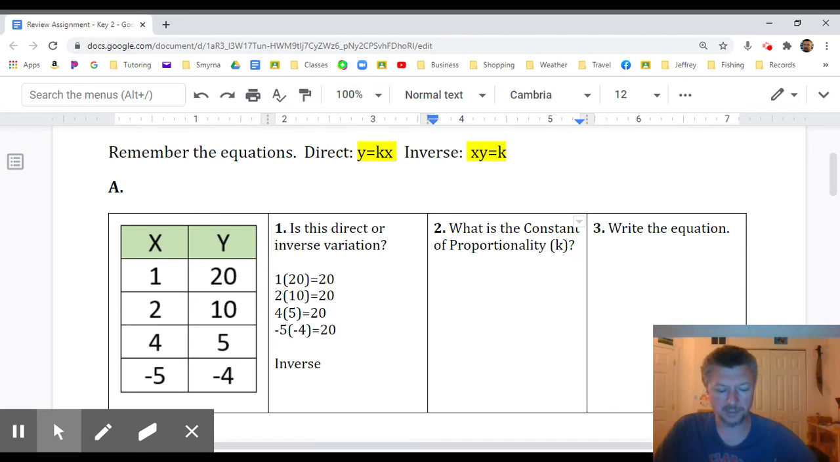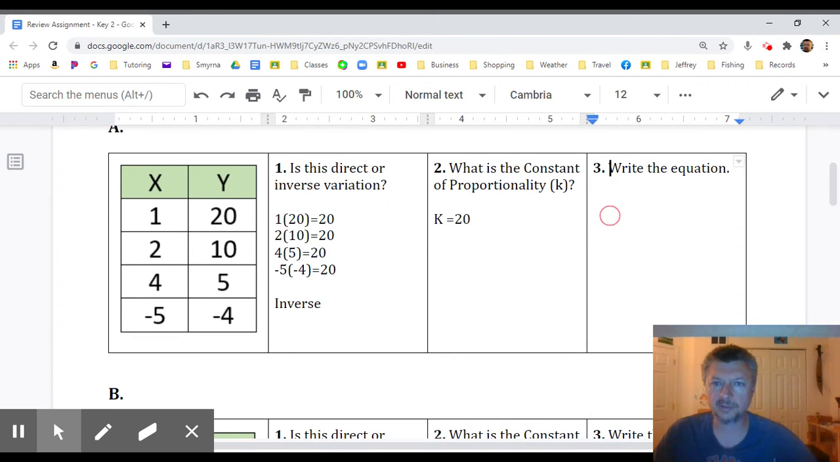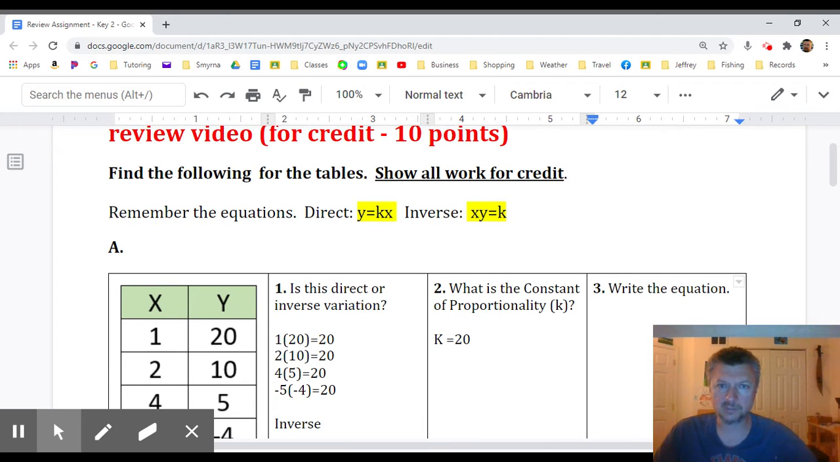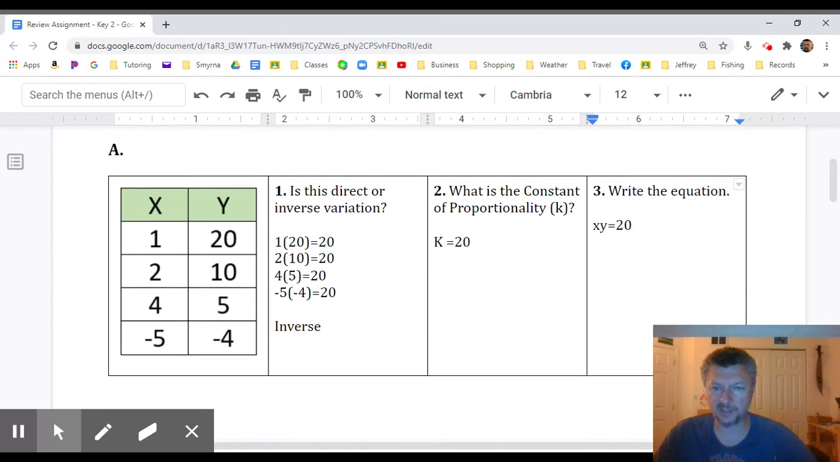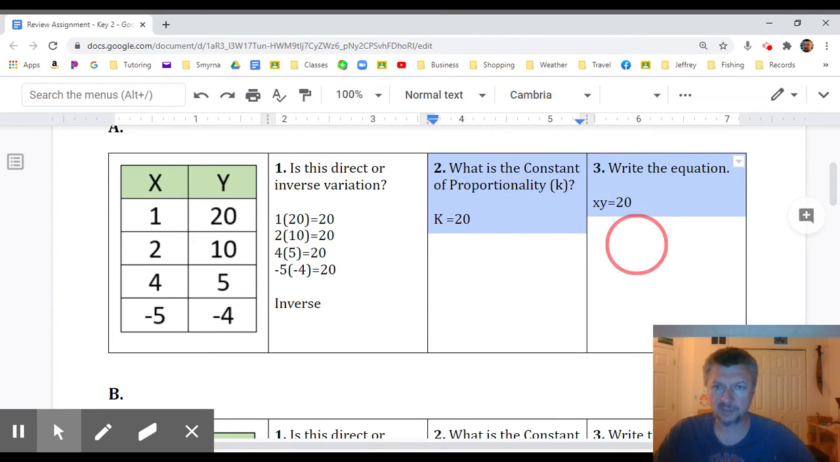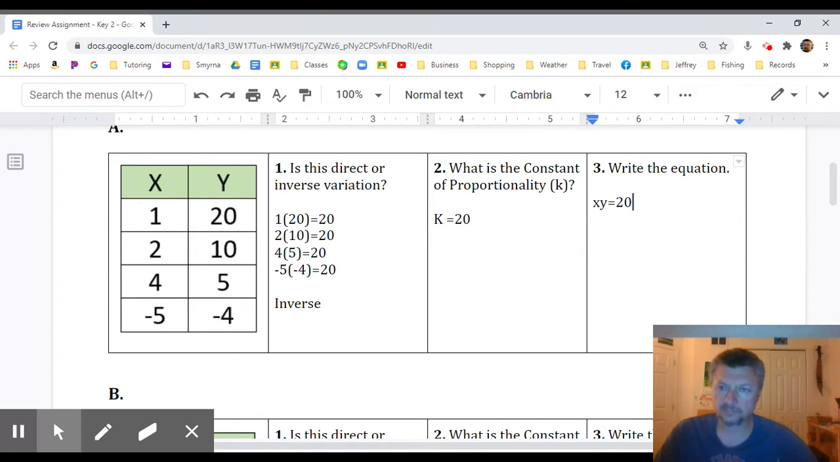Okay, so now what's the constant of proportionality? The k, we already found it. K is 20. The constant's 20. All right, and then we're going to write the equation. This is all easy work after we did step 1. We did inverse, which is x times y equals k. So x times y equals 20. Every time you multiply x times y, you get 20. There you have it. All right, so that's the answer to A.